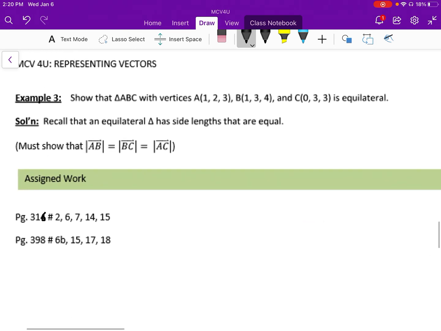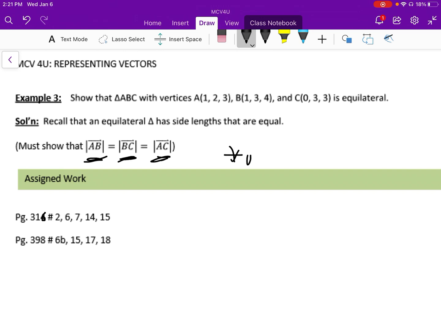Finally, with this one, show that triangle ABC with those vertices is equilateral. Equilateral means that the side lengths are all equal to each other. If the side lengths are all equal, then the vectors that form those side lengths have equal magnitude. That's the idea. So basically you want the magnitude of vector AB, vector BC, and vector AC. Show that they're all the same, and it's equilateral.